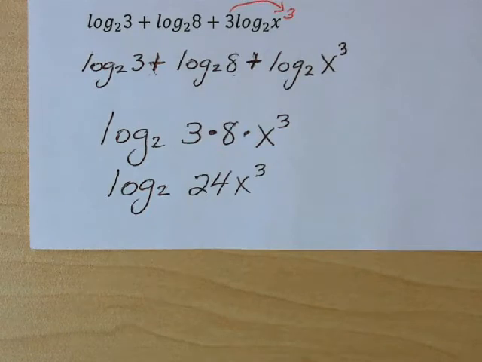It's weird, but it's based on the rules of exponents. When you multiply, you add exponents. Remember that? When you multiply like x to the second times x to the third, you add the exponents. That's why times and add go together. Divide and subtract go together. Okay, one more of these.